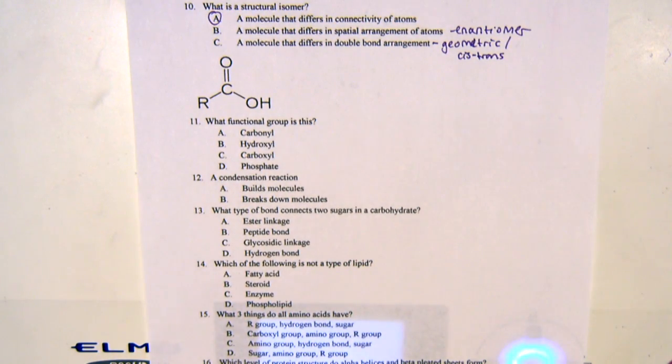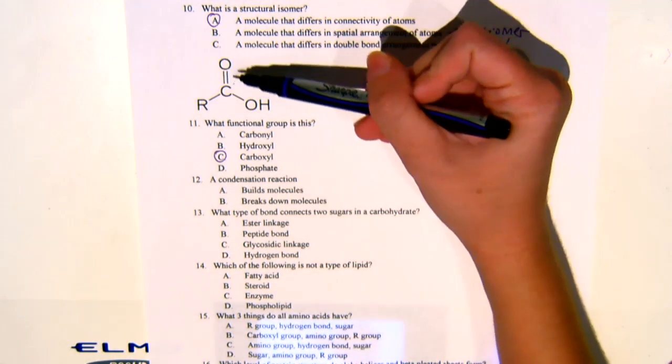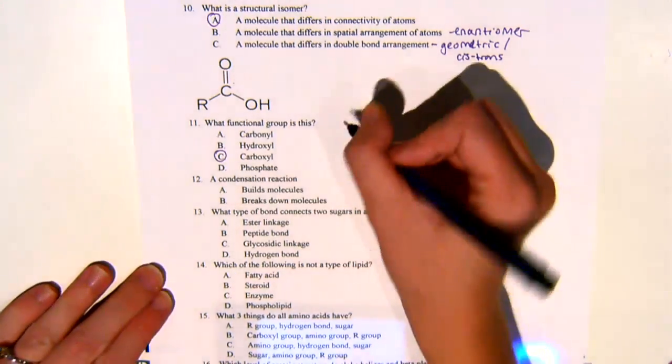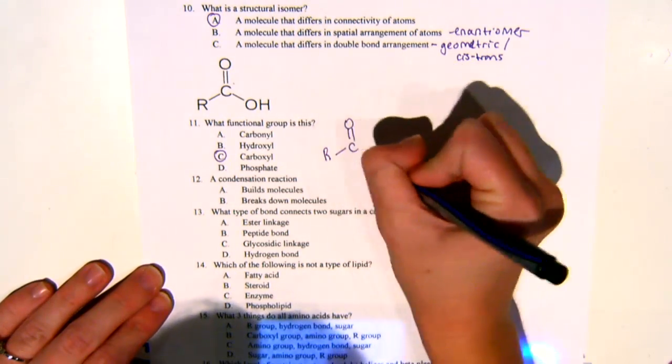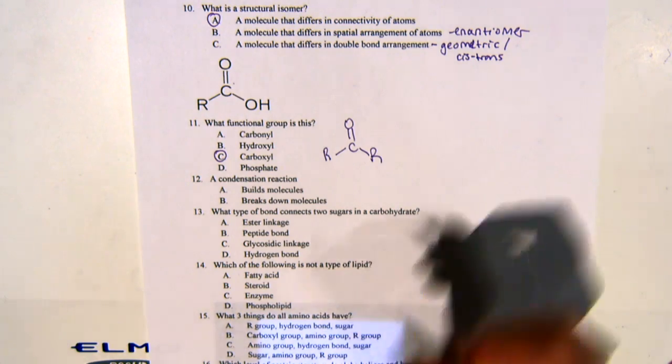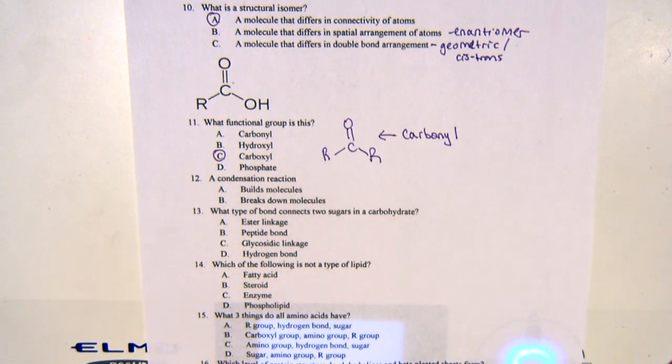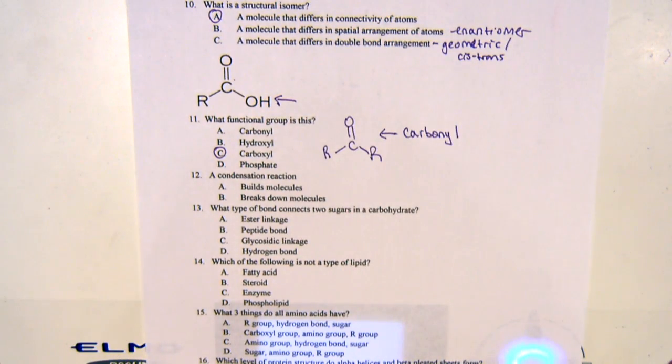Alright, 11. What functional group is this? This, we know, is a carboxyl. We know it is a carboxyl because we see that it has a double bonded O to a C, and directly connected to that C double bonded O is an OH. If this were a carbonyl, it would just look like this. There would be no OH. So this right here tells us it is a carboxyl. Think of a carboxyl as a carbonyl plus a hydroxyl, because by itself the OH would just be called a hydroxyl.